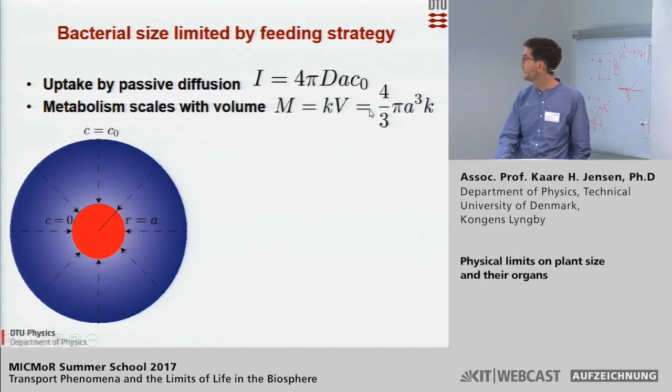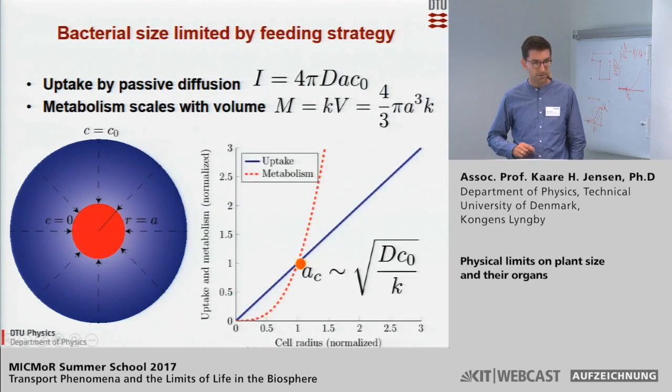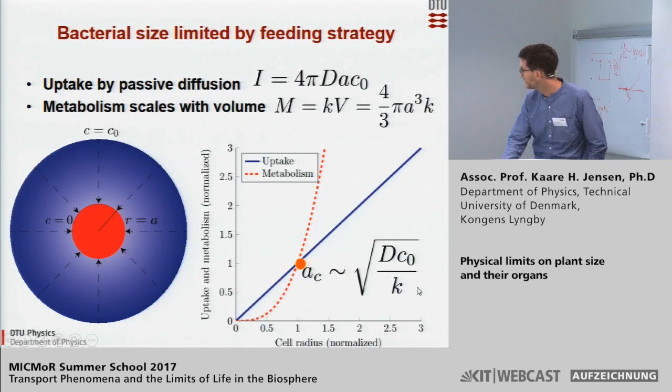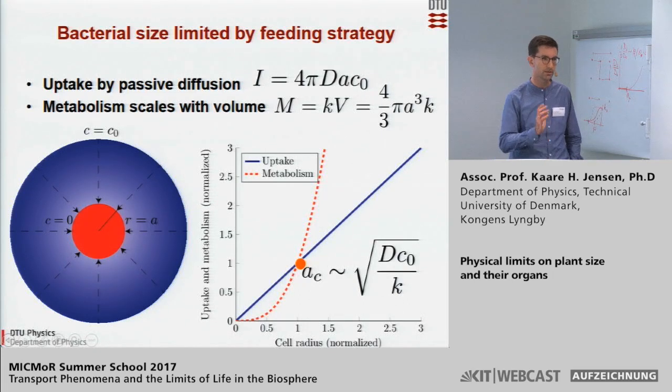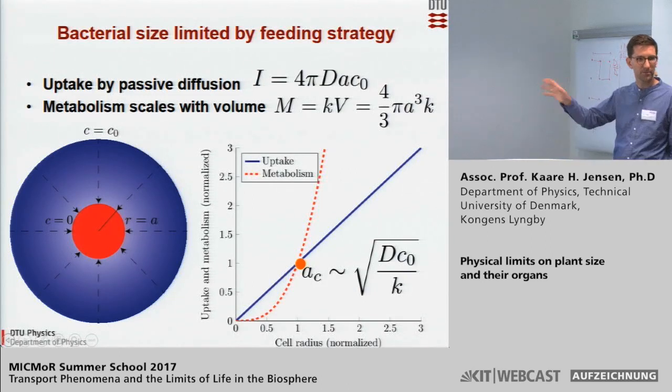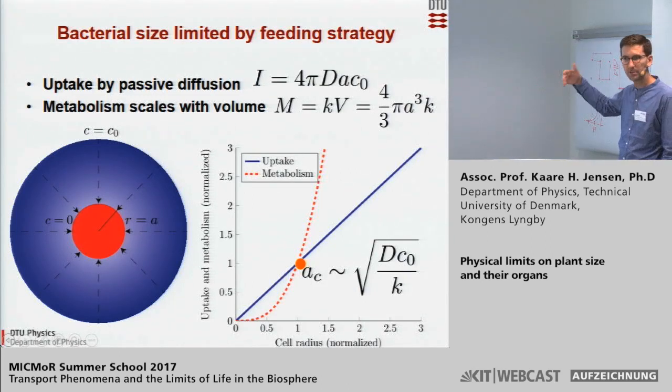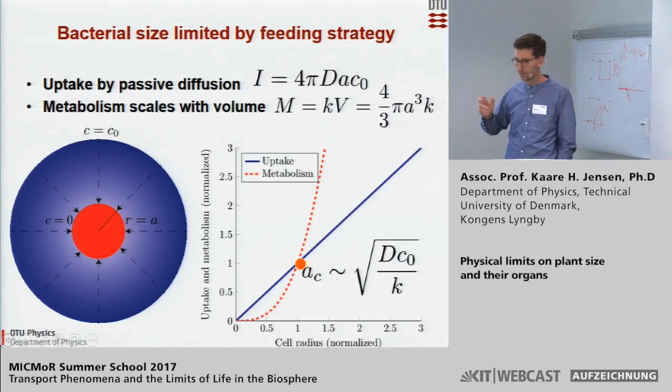So essentially, I can take up this much, and then there is the metabolic rate. Let's suppose that it scales roughly with volume, so with radius to the power 3. You get a diagram like this. Down here I have cell radius, and up here I have the uptake rate and metabolic rate. The uptake rate is this blue line, and metabolism is like this. There is some critical size, set by the physical parameters here, above which you cannot go. Apparently for bacteria, this corresponds to a few microns in size. So if you just want to eat by diffusion, it's not possible to be any bigger.